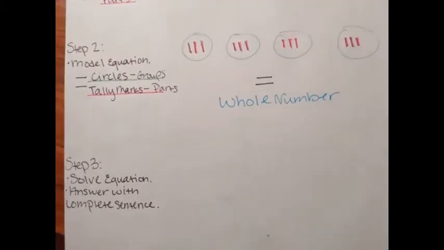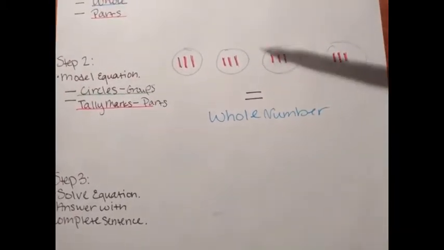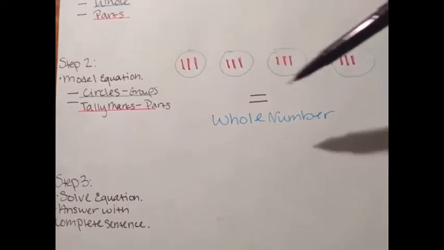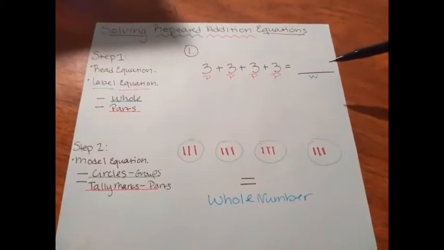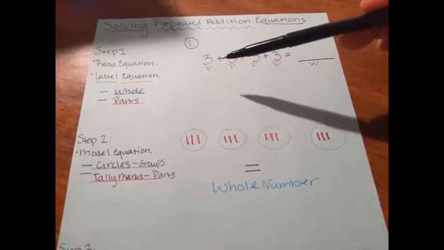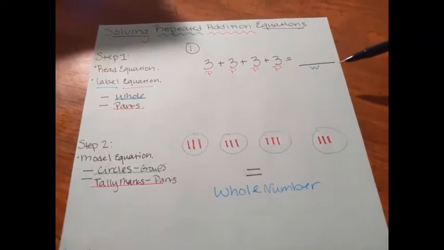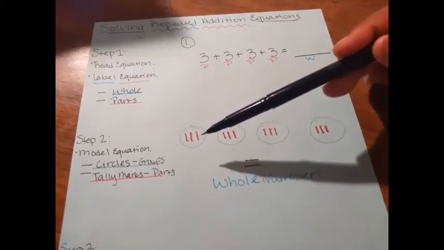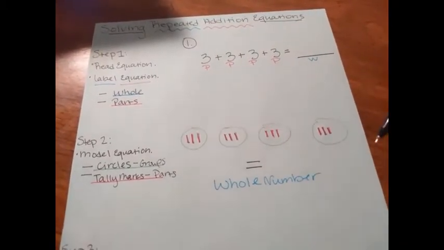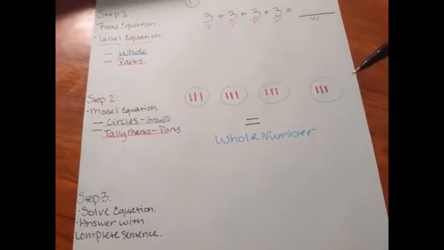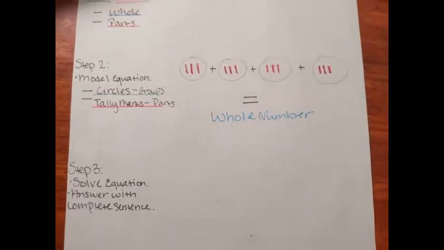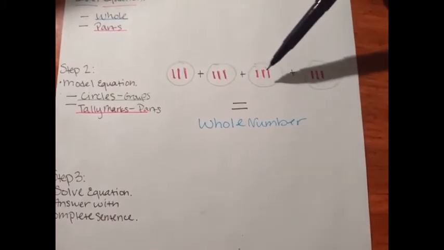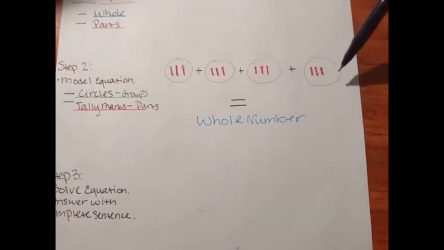To solve our equation, we need to count up the tallies that we made in our circles. That is how we're going to find our whole number. Our original equation said 3 plus 3 plus 3 plus 3 is going to give us our whole number. And we are going to count up each of these 3's to give us our whole number. That is how we solve the equation. So let's count them together. We have 1, 2, 3, 4, 5, 6, 7, 8, 9, 10, 11, 12.